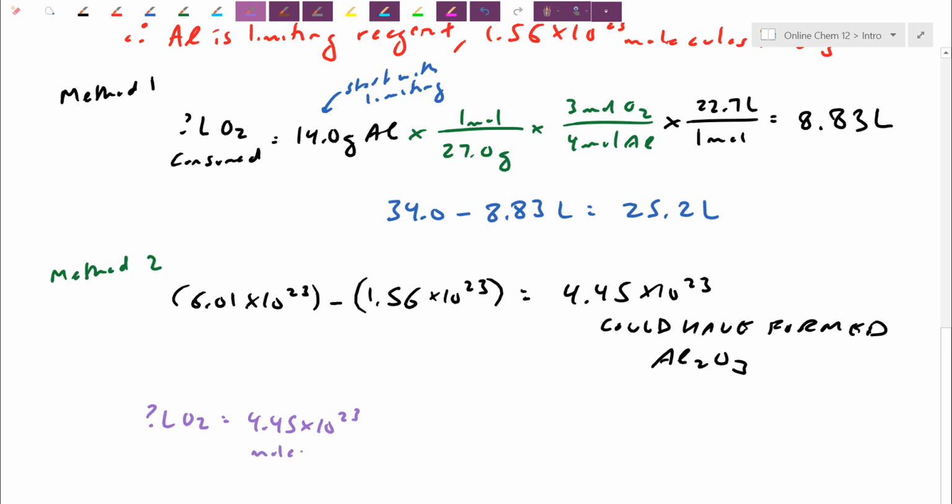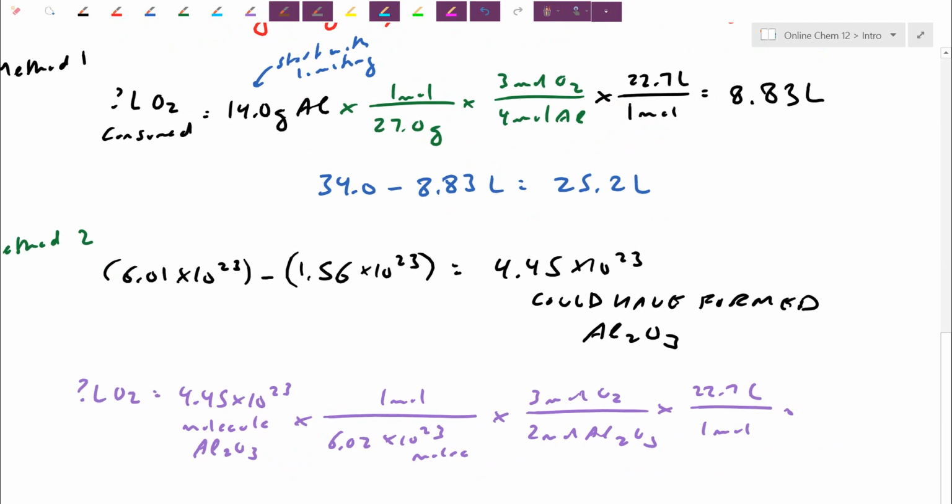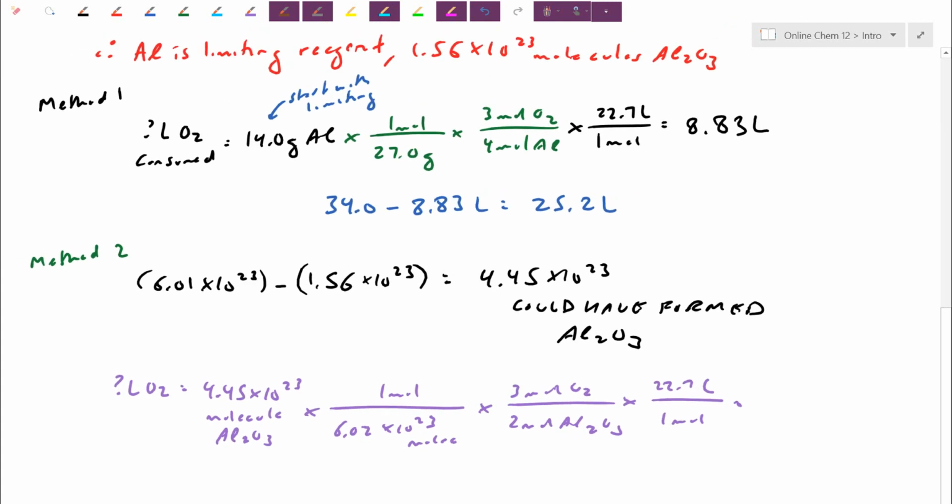This one here, it's helpful if you just write all the units so you know where we're converting. We're going to use Avogadro's number once more just to get back to moles. Then we can use our mole ratio: for every 2 parts aluminum oxide, there is 3 parts of oxygen. And because oxygen is a gas at STP, 1 mole is 22.7 liters. This one gives me here 4.45 E23 divided by 6.02 E23 times 3 over 2 times 22.7. This one gives me, in a similar fashion, 25.2 liters extra.